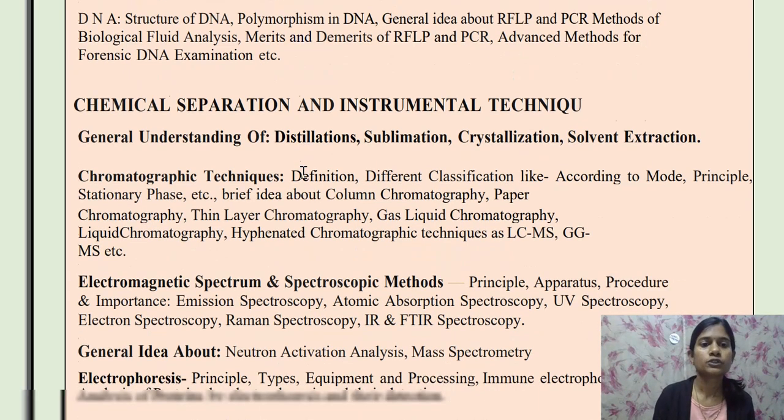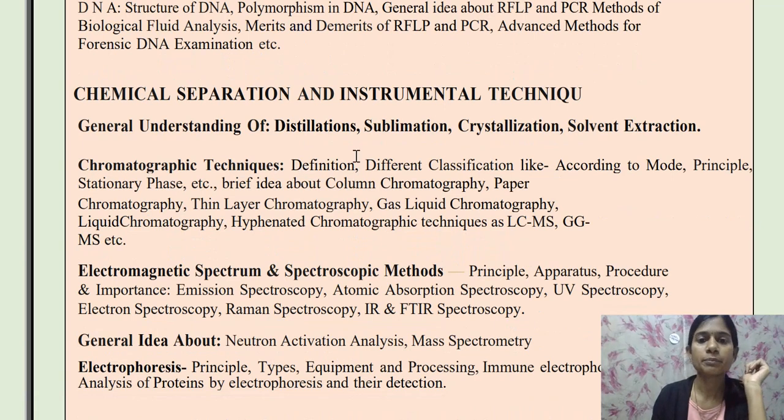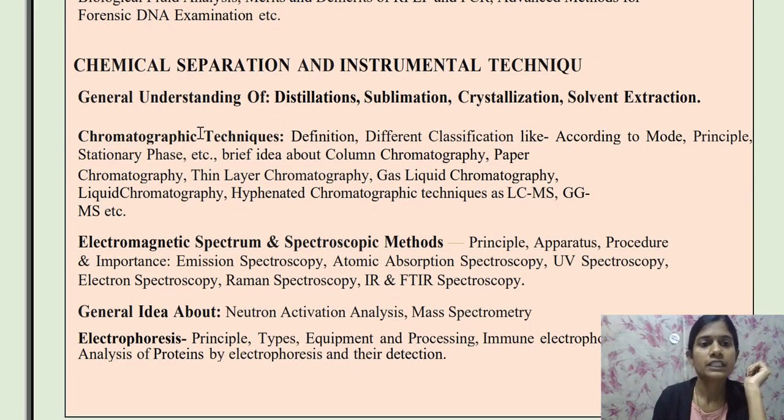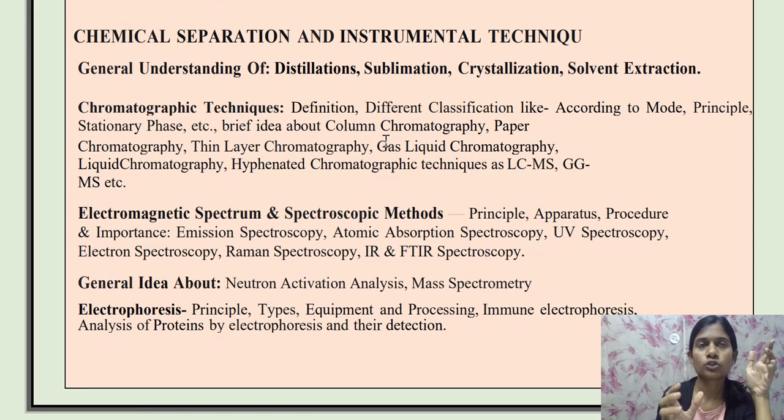Next, after biology and serology, chemical separation and instrumental techniques. So, a general understanding of these extraction processes. Extraction process is nothing but this: for example, the death happened because of some poison effect. So for example, the family members said the person has taken some poison, or the poison bottle was present in the victim's room.